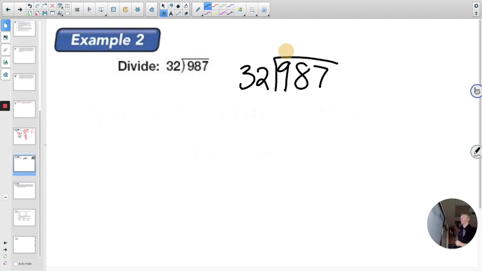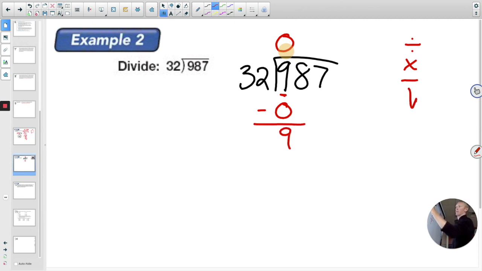All right, 987 divided by 32. We follow our steps. Divide. 9 divided by 32. Can't do it, so it's a 0. Multiply. 32 times 0 gives me 0. Subtract. 9 left over. Drop down. Drop the 8 down. 98 divided by 32.